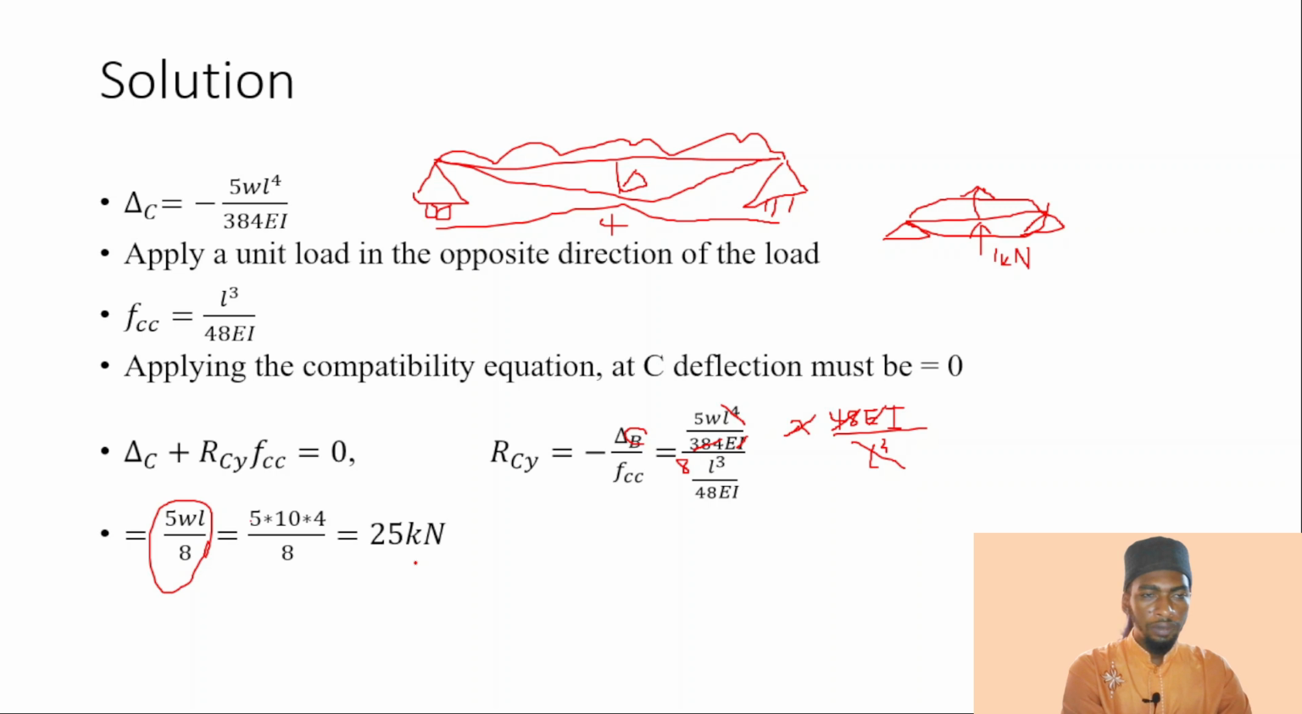So with this, you have come to the end of the solution. Or if you are asked to determine the reaction at A or reaction at B as well, then you use your normal equilibrium equations. You take moment at either A, B or C, then you sum the vertical forces and the horizontal forces to determine the other members. Okay, so that's it for this question.